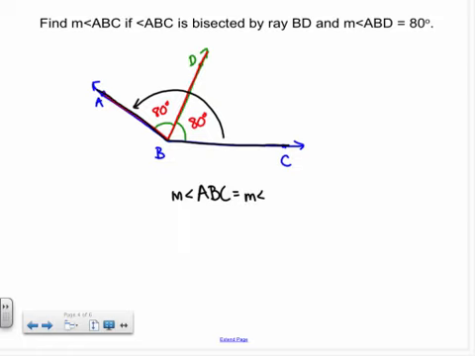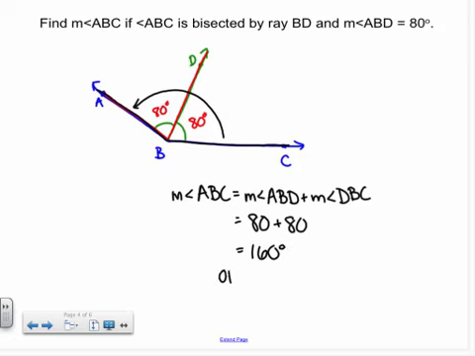And writing that out algebraically, it would look like this. The measure of angle ABC is equal to the measure of angle ABD plus the measure of angle DBC. I know that the measure of angle ABD is 80 degrees, and I know the same thing, measure of angle DBC is 80 degrees also. And then adding those two together, I'll get that the measure of angle ABC is 160 degrees.